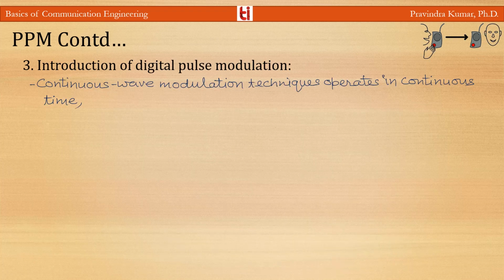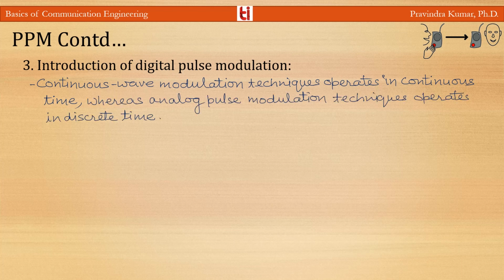Now the introduction of digital pulse modulation. So far, the modulating techniques that we have studied are for transmission of analog baseband signals, that is voice and video signals, over a communication channel. The techniques studied are continuous wave modulation and analog pulse modulation. Although these two families of modulation techniques are different, they share similar attributes and limits.